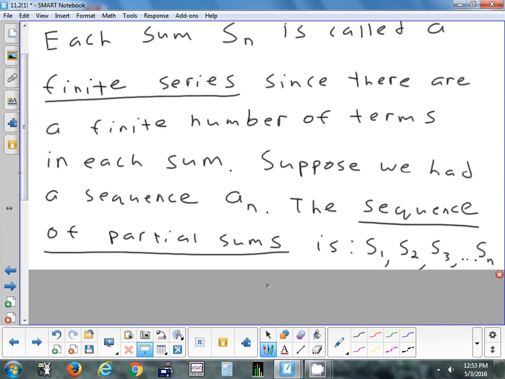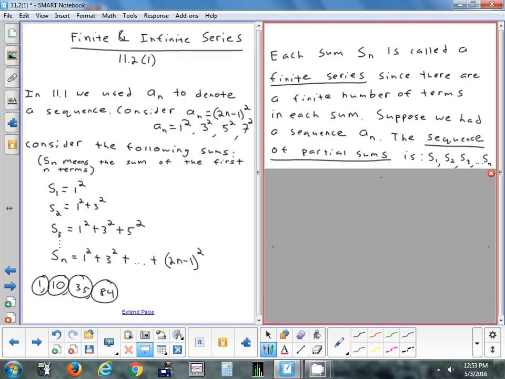Now, suppose we created a sequence out of S sub 1, S sub 2, S sub 3, and so on. This, what I just wrote right here, S sub 1, comma, S sub 2, that's called a sequence of partial sums. If you want an example, 1, 10, 35, 84. That's a sequence of partial sums for the sequence A sub n that we had earlier.